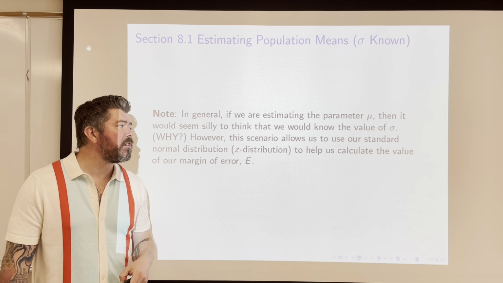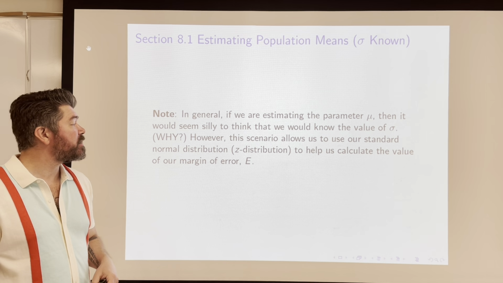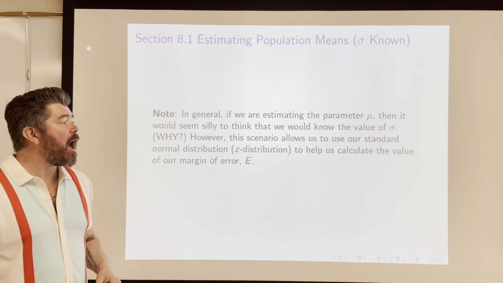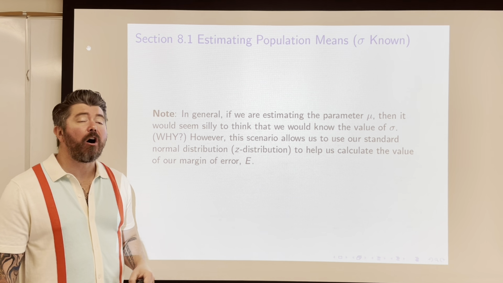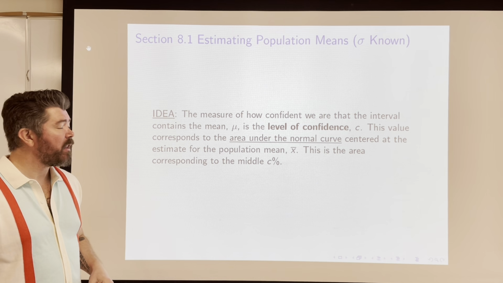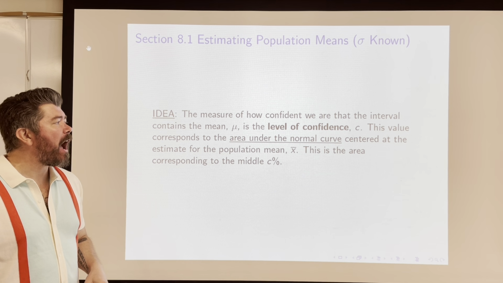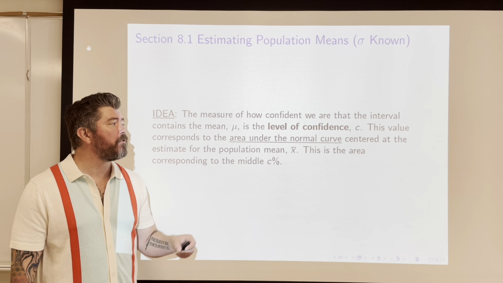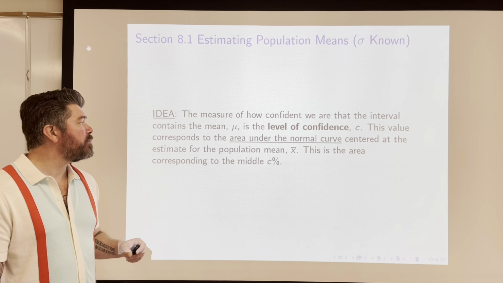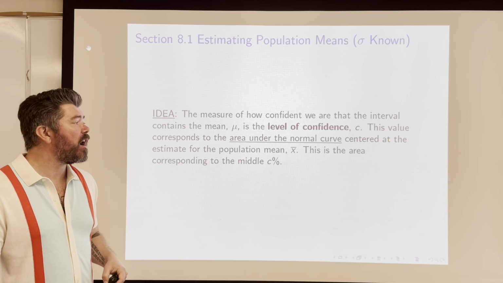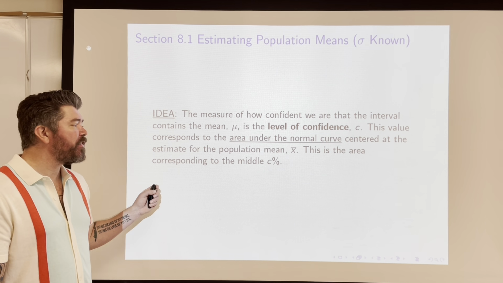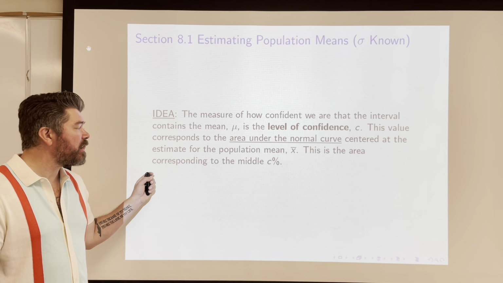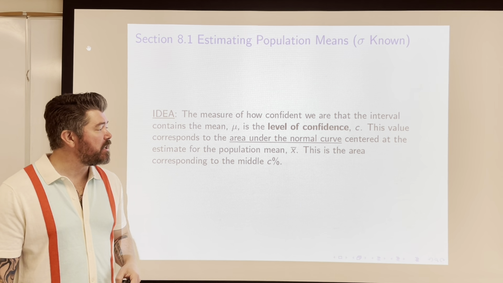However, this scenario allows us to use our standard normal distribution, our z distribution, which we used in chapters 6 and 7, to help us calculate the value of our error, E. So the idea, the measure of how confident we are that the interval contains the mean mu, is the level of confidence C. This value corresponds to the area under the normal curve centered at the estimate for the population mean x bar. This is the area corresponding to the middle C%.